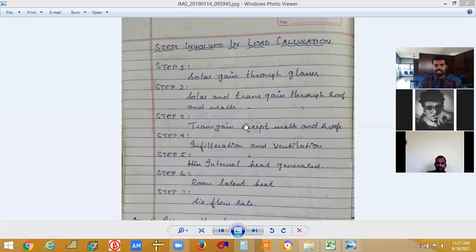So let's go. We can go with our first step. First step is solar gain through glasses. Solar gain through glasses.